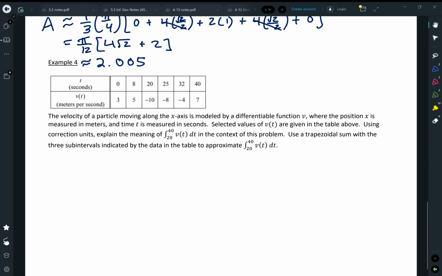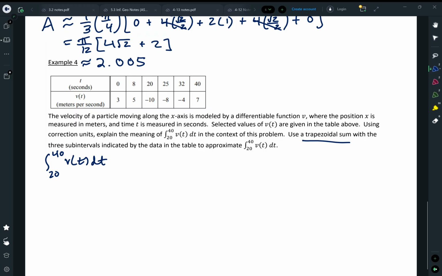All right, last problem. The velocity of a particle moving along the x-axis is modeled by a differentiable function v, where the position x is measured in meters and the time t is measured in seconds. Selected values of v of t are given in the table above. Using correct units, explain the meaning of the integral from 20 to 40 of v of t dt in the context of the problem. Use a trapezoidal sum with the 3 subintervals indicated by the data in the table to approximate this integral.